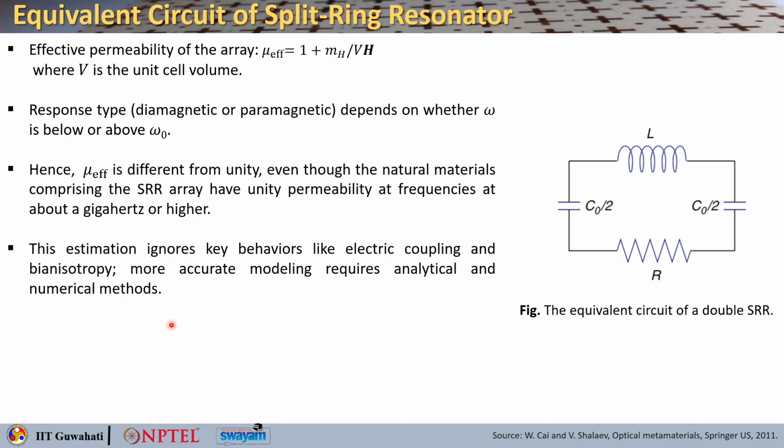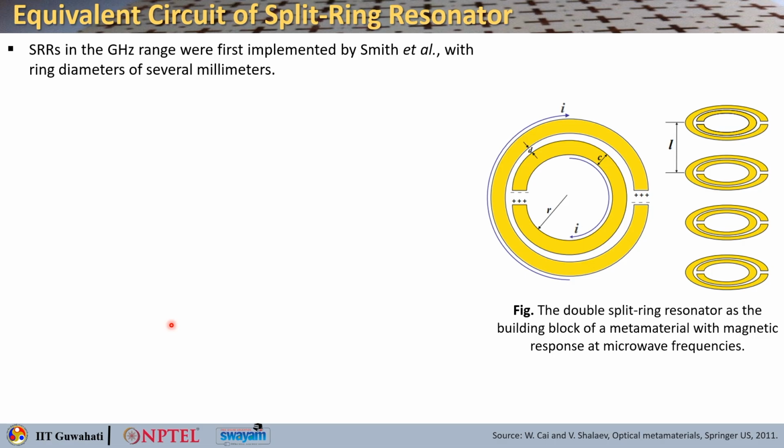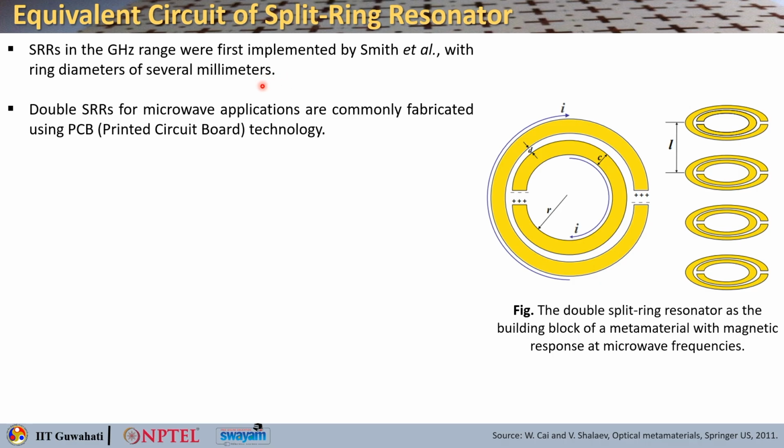So, definitely this estimation is giving you something new, although it is ignoring some key behavior, something like electric coupling, bi-anisotropy and all these things. So, you can always do more accurate modeling using analytical and numerical methods, which are already done extensively in the literature. Now, the split ring resonators designed in the gigahertz range were first implemented by Smith's group, I believe at Duke University, where the ring diameters were several millimeters in length.